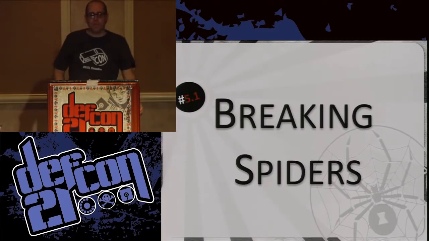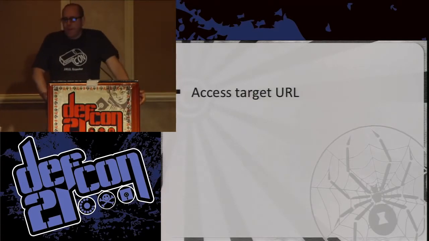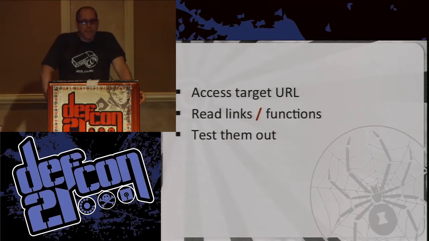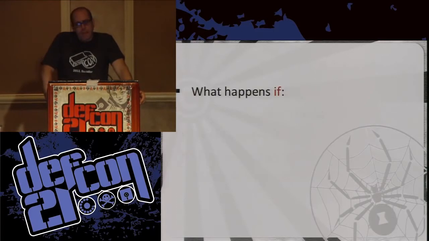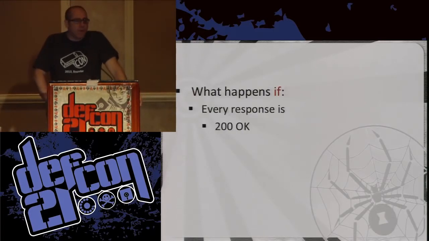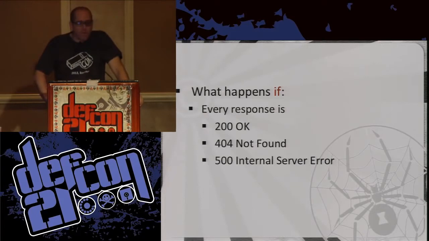Okay, so let's talk a little bit about spiders. This is a very simplistic and naive view of spiders, but you access the target URL, you read the links, you test them. If true, continue. Okay, so if you get a 200 OK, that's true, right? And if you get a 404, that's false, right? But what happens if everything is a 200? And what happens if everything is a 404? You start to get some weird stuff. And what happens if everything is a 500? Sometimes if everything's a 500, then everything's a SQL injection attack.